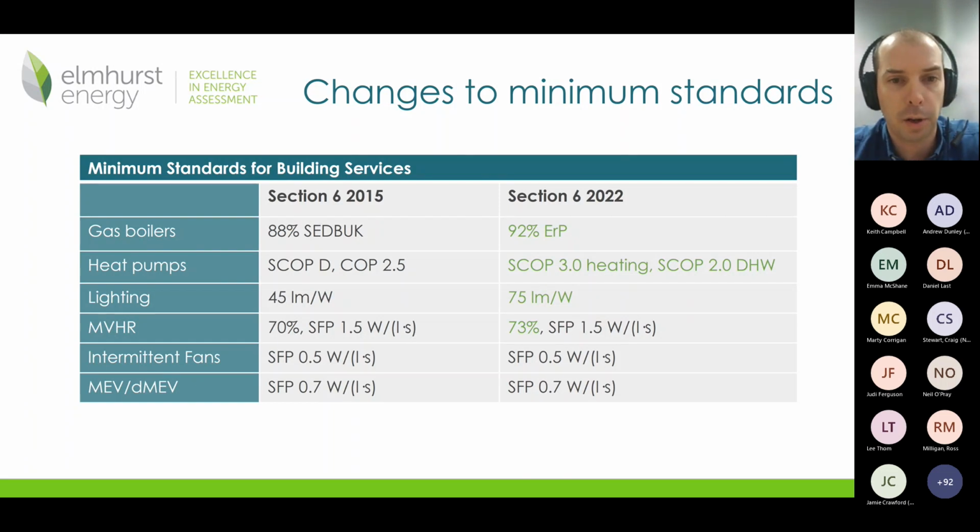Heat pumps have a slight increase in COPs, coefficients of performance, and SCOPs. Again, nothing that should worry heat pump manufacturers. Lighting has gone up from 45 lumens per watt to 75 lumens per watt. In terms of ventilation, only one very minor tweak: the heat recovery efficiency of MVHR has gone up by 3%. But most modern MVHRs are in the 80s or the 90s anyway, so it really shouldn't be a problem.